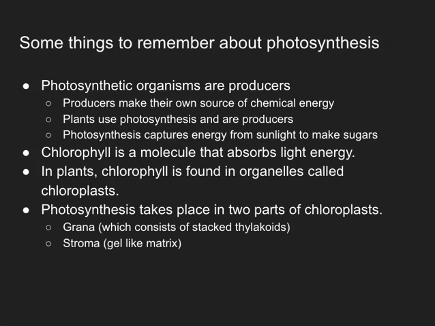Photosynthesis takes place within two parts of chloroplast. The first part is the grana, which consists of stacked thylakoids. The second part is the stroma, which is a gel-like matrix. This gel-like matrix makes up the majority of the chloroplast and provides support and structure to it.